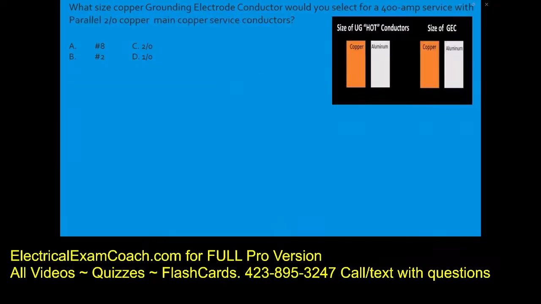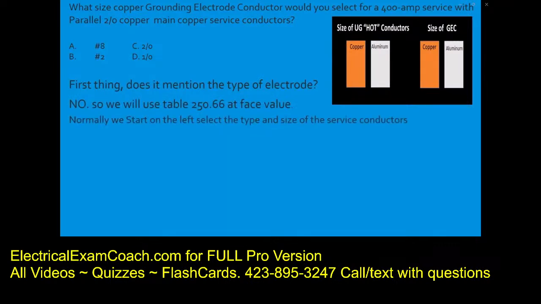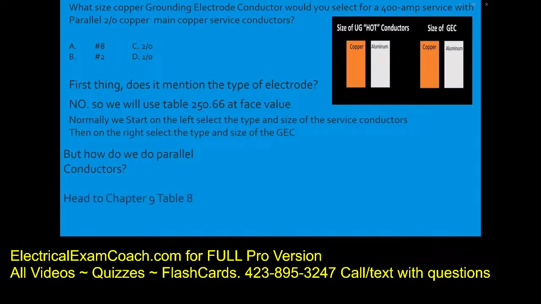What size copper grounding electrode conductor would you select for a 400 amp service with parallel 2-aught copper main service conductors? First thing, does it mention the type of electrode? No, so we're going to use Table 250.66 at face value. Normally we start on the left-hand side and then make our selection, but we're dealing with parallel conductors, and this is how we handle it. So let's head to Chapter 9, Table 8. First, we need to find the approximate area of one 2-aught conductor, just like we did with voltage drop. So we go down on the left-hand side, we're going to come over, and we're going to find the area in circular mils, just like we did for voltage drop.